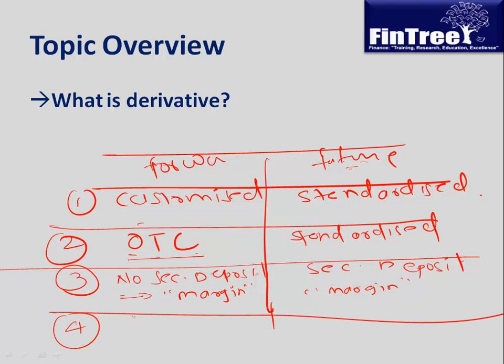And then the fourth major difference is, because there is no security deposit, there is always this risk of default. So default risk exists with the forward contract, whereas in case of future, since the security deposit is already given to the institution, in case there is a default, that loss would be made good using the security deposit. Therefore, there is no default risk in case of a future contract. So these are the larger differences between the forward contract and the future contract.